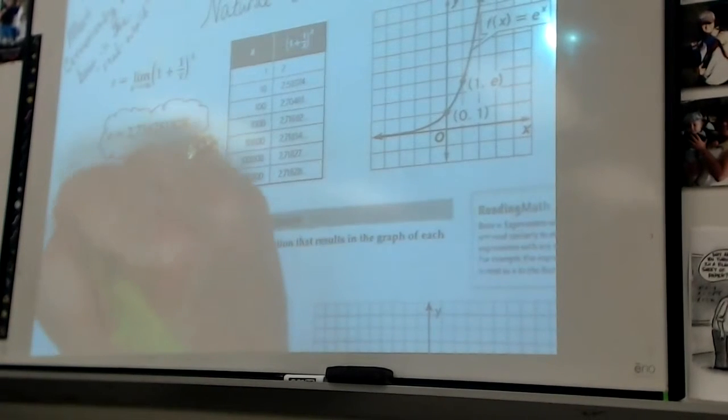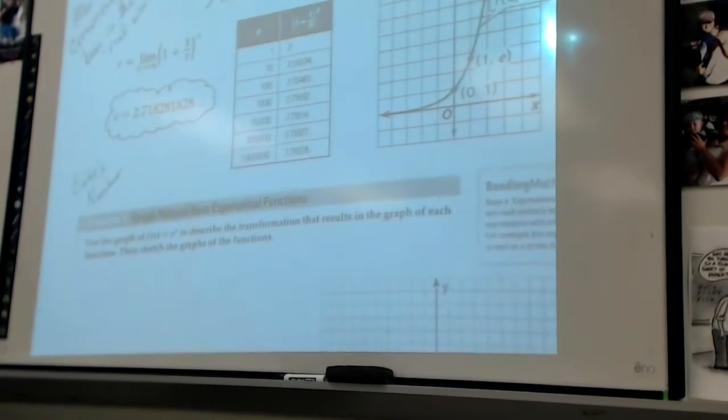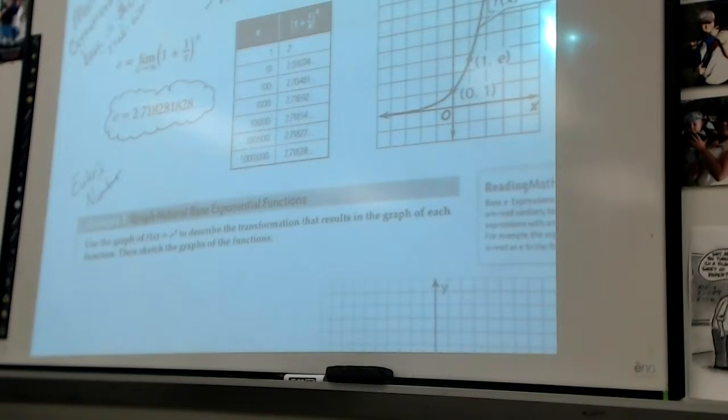So it's sometimes called Euler's number. So if you ever hear in any class, in college or wherever, they start talking about Euler's number, they're talking about base e. And that's from that Swiss mathematician.